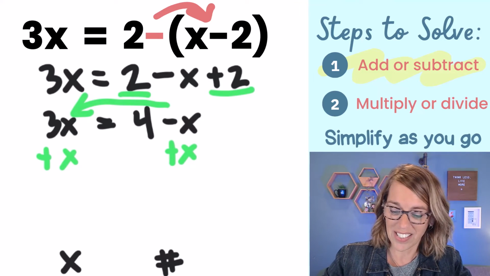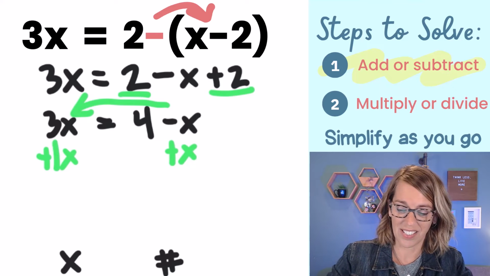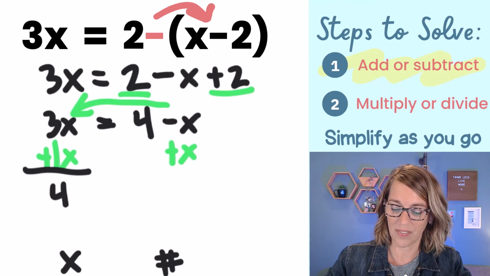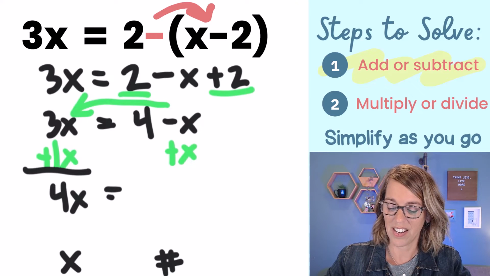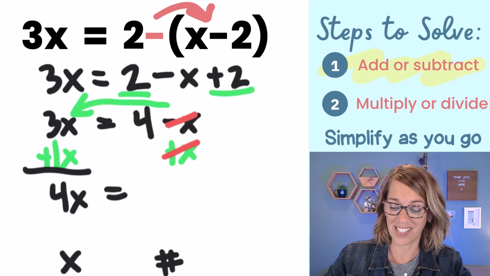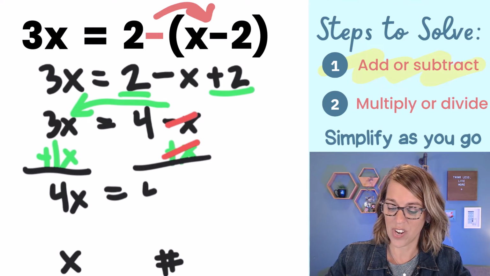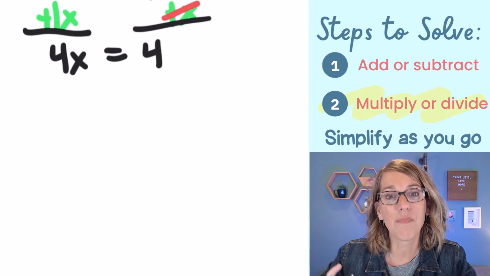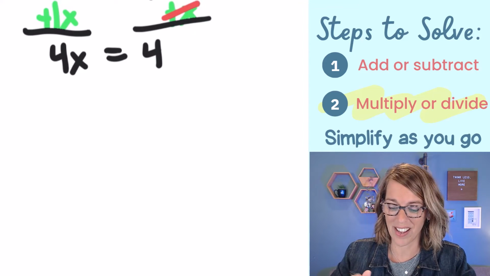Now I can think of that x as a 1x. So as I do the math, I have 3x plus 1x, that's 4x. And on the other side, negative x plus x is 0. So I end up with just a 4. Now we're ready for that last step, which is to multiply or divide to get x by itself.